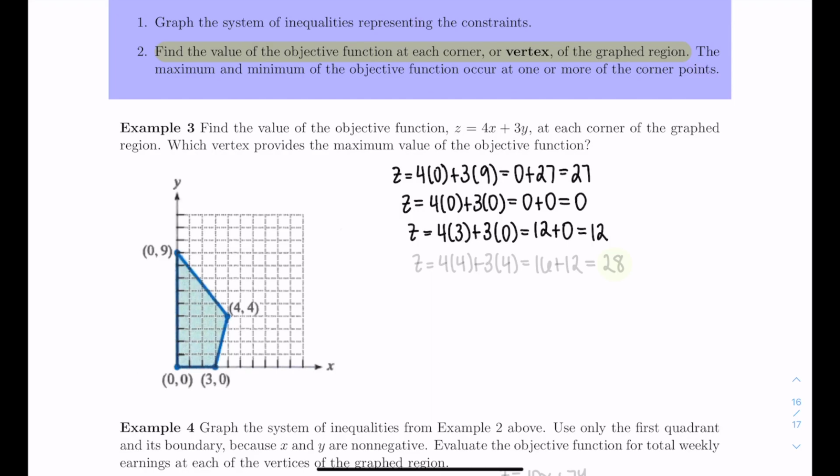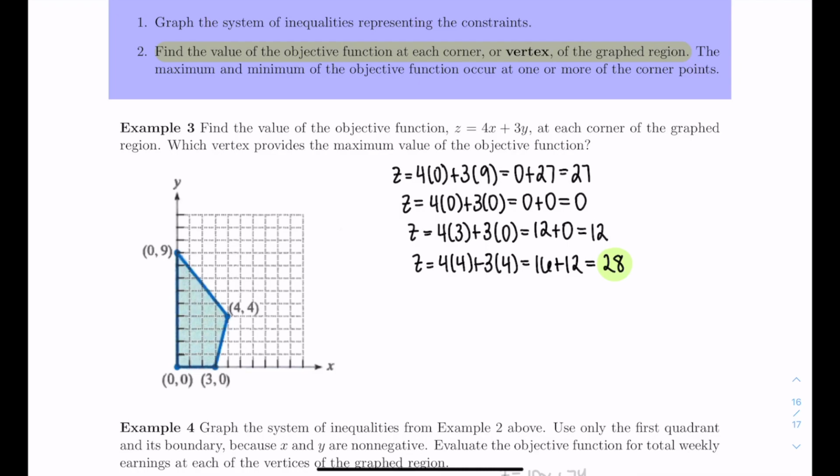And the last one is 4, 4. So that's 4 times 4 plus 3 times 4. That's 16 plus 12, which is going to give me 28. And since 28 is the biggest number we have here, that means that 4, 4 would be the point that maximizes, and the maximum value is 28.